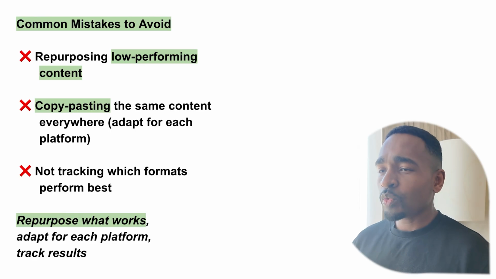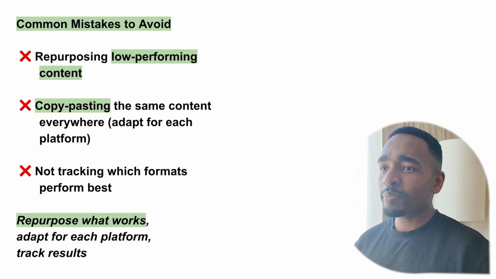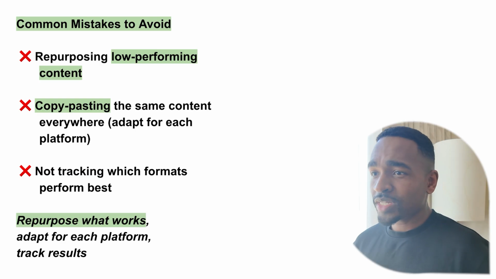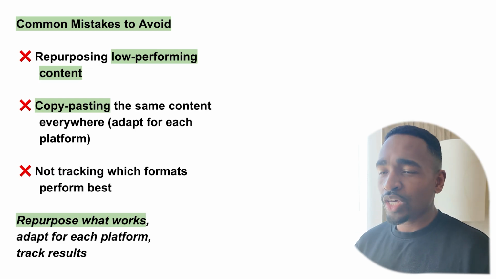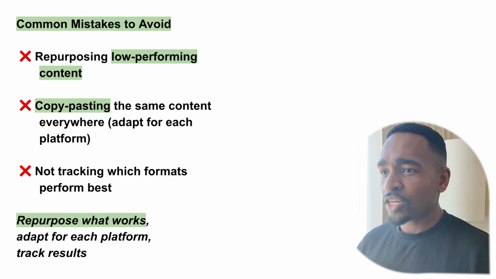Now, some of the mistakes I want to make sure that you avoid: the first thing is repurposing low performing content. You really want to focus on repurposing your hero post. That's content that has already resonated. The second thing is copy pasting the same content everywhere. Try and adapt for each platform, because Twitter needs threads, Instagram needs visuals. They all have their different ways of going about things. The third mistake is not tracking which formats perform best. So make sure you track your results and double down on what actually works.